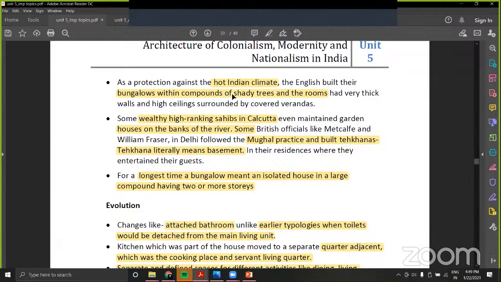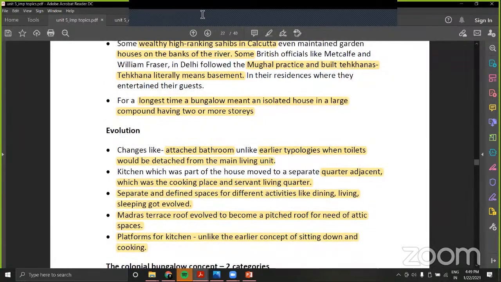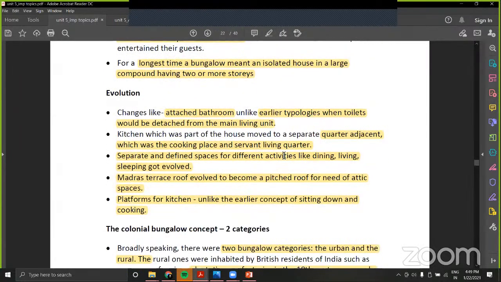Yeah. So for a long time, bungalow meant an isolated house in a large compound having two or more stories. There will be two stories in total, or most of them having two stories or more than three. That is G+1 or G+2. So yeah, then came the evolutions within the building.